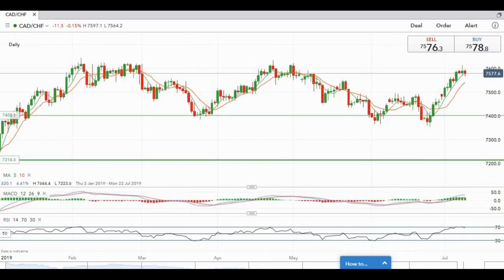So a ranging market is interesting as well, because in this instance what you can do is look to trade the top of the range down to the bottom of the range, and also the bottom of the range up to the top of the range. And as long as the range continues, you can continue to follow this pattern.